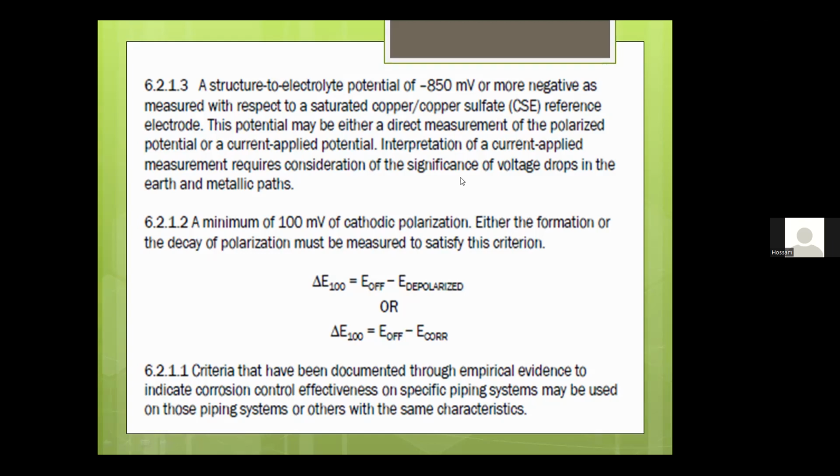Another criterion states that a minimum of 100 millivolts of cathodic polarization, either the formation or the decay of polarization, must be measured to satisfy this criterion. Here is the difference between the off potential or polarized potential, minus the depolarized potential, must be 100 millivolts, or the polarized potential subtracted from the corrosion potential.